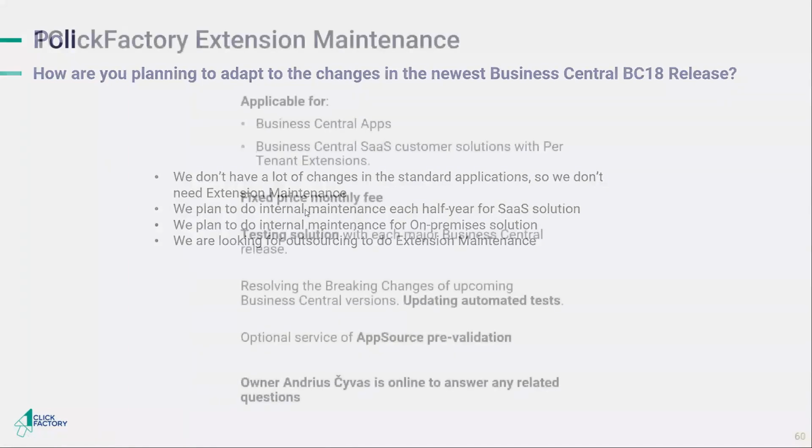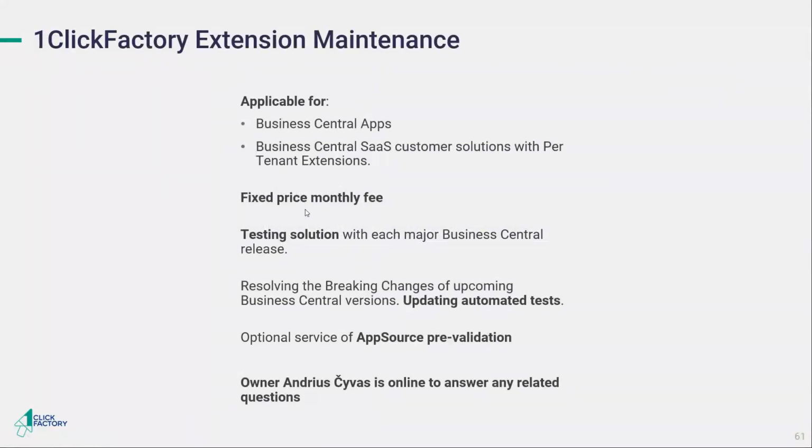And we also have an extension maintenance service in Monk Factory, which we can update by each cumulative or major release. For Business Central apps, it is applicable in SaaS. And we have a fixed monthly fee, and you can look into it in our portal. And we even have the owner of the service, Andres Chivas, who is online. So if you have any question related to this service, he can answer in the end of the webinar.